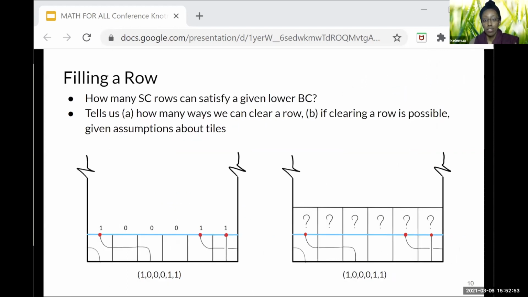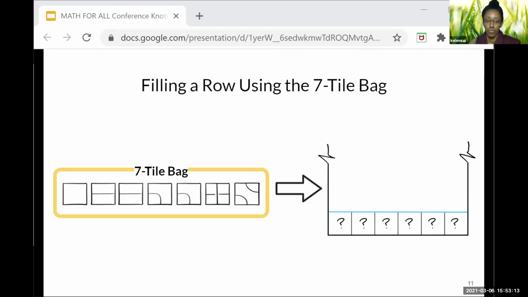In order to gain points in Knotris, we want to make suitably connected rows that can meet particular upper boundary conditions. So we were curious about how many unique rows could do so, as this could tell us how many ways we can clear a row, and if clearing a row is possible given assumptions about the tiles we have. So initially I tried to figure this out using a single 7-tile bag.